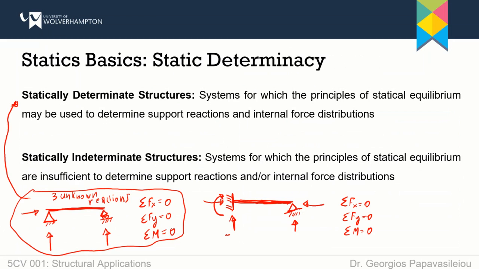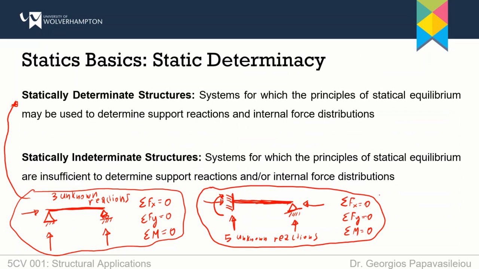However, here we have five unknown reactions. This means that because of that, it is not possible to actually calculate the support reactions. I might be able to calculate some of them, but not all of them. So this is what we call a statically indeterminate structure. In this module, we will see how to calculate all of them using one of the methods that are available. In this case, the moment distribution method that I referred to earlier.